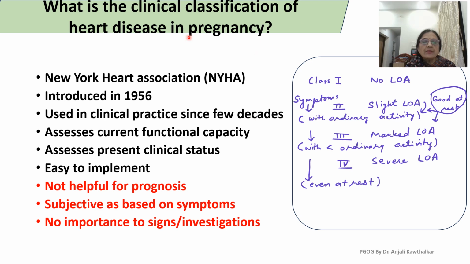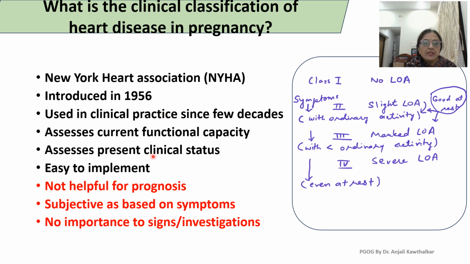What is the clinical classification of heart disease in pregnancy? If you are asked this question, remember that there is only one clinical classification, that is the NYHA, New York Heart Association classification. It was introduced way back in 1956, but it has been used more and more commonly in clinical practice in the last few decades. It assesses the current functional capacity of the heart. It assesses the present clinical status. It is easy to implement.